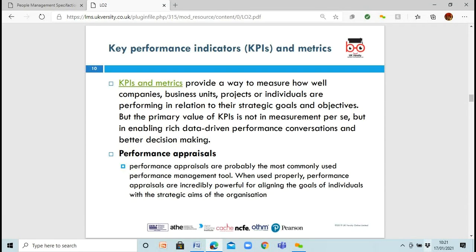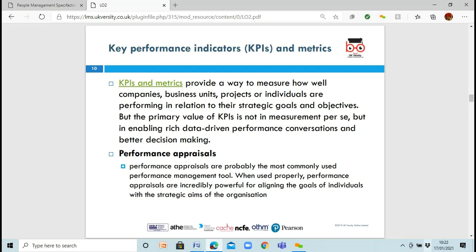So we've got key performance indicators, KPIs, and metrics. So KPIs and metrics provide a way to measure how well companies, business units, projects, or individuals are performing in relation to their strategic goals and objectives. The primary value of KPIs is not in measurement, but is to enable rich data-driven performance conversations and also to enable better decision making. Hence, performance appraisals.